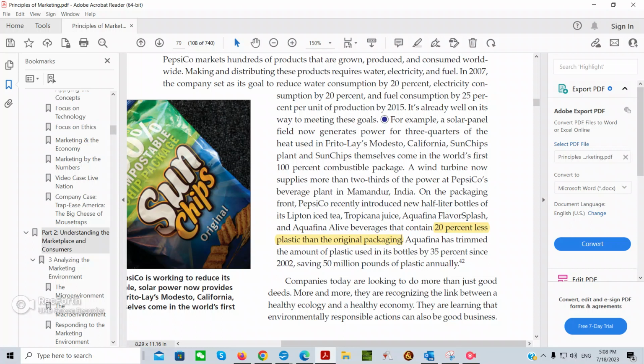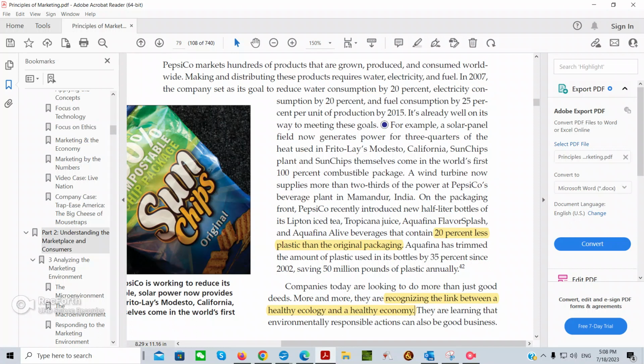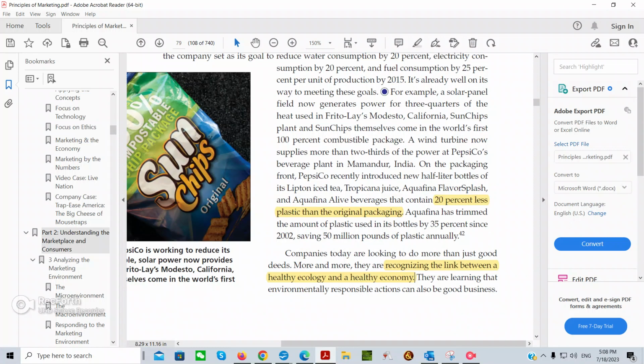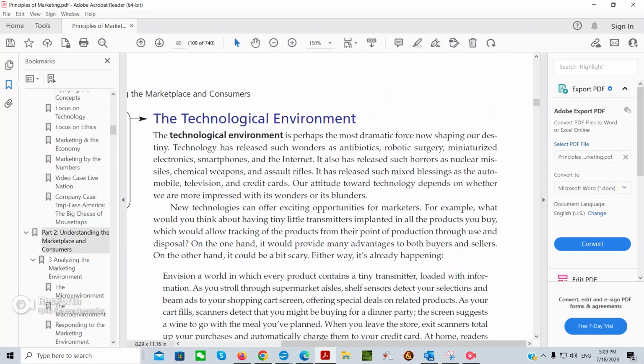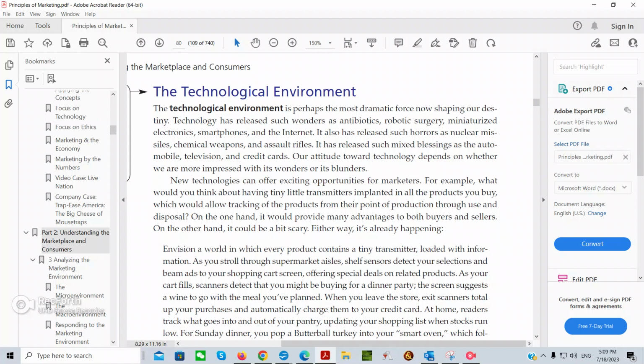Companies today are looking to do more than just good deeds. More and more, they're recognizing the link between a healthy ecology and a healthy economy. And this is also a consideration for marketing. This is a value set that's in the demographics. They're learning that environmentally responsible actions are good business. This is a demand in the environment.